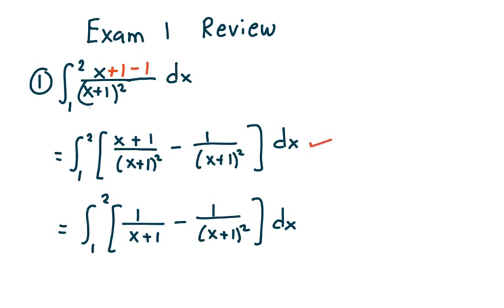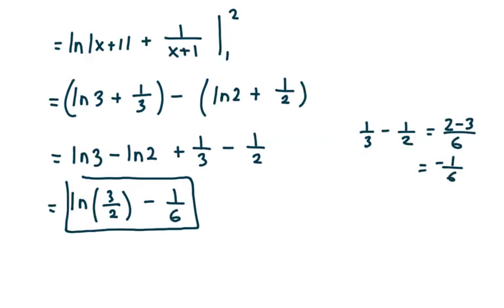On this line, I get the integral from 1 to 2 of (x plus 1) over (x plus 1) squared minus 1 over (x plus 1) squared. But this is the integral from 1 to 2 of 1 over (x plus 1) minus 1 over (x plus 1) squared. But this is the natural log of the absolute value of x plus 1 plus 1 over (x plus 1), evaluated from 1 to 2.